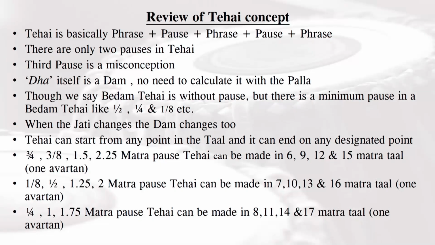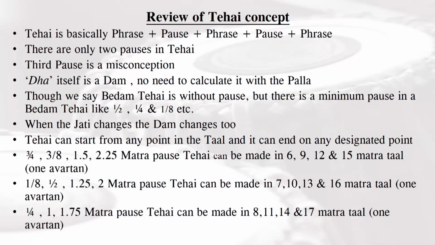And 1/8, 1/2, 1.25 and 2 matra pause Tihai can be made in 7, 10, 13 and 16 matra tal. So in 7, 10, 13, 16 matra, we can categorize this tal in the same group, that it will be a Tihai of 1/8 matra, 1/2 matra, 1.25 matra and 2 matra.